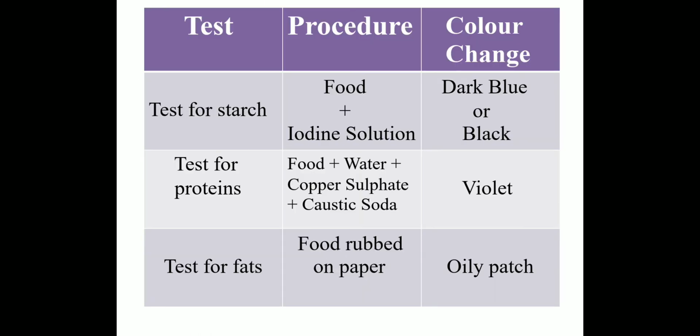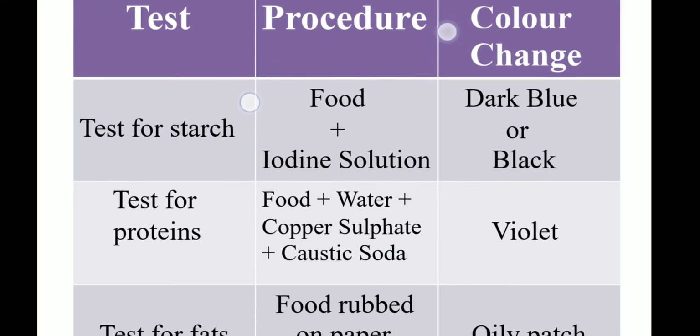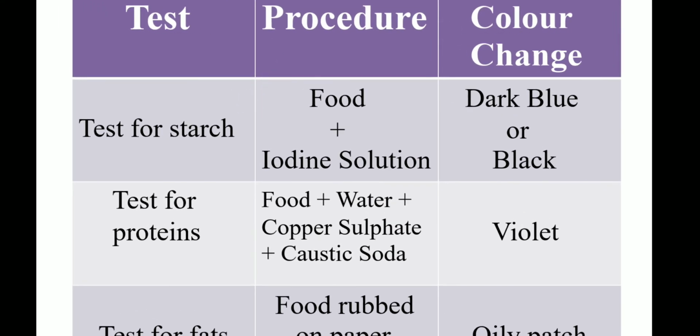So here in the next slide we can see the table which summarizes all the three tests. So first is the test for starch. What is the procedure involved in it? Food plus iodine solution. Then it changes the color to dark blue or black. Next we have the test for proteins. So the procedure includes food plus water plus copper sulfate solution plus caustic soda. So here the color changes to violet.